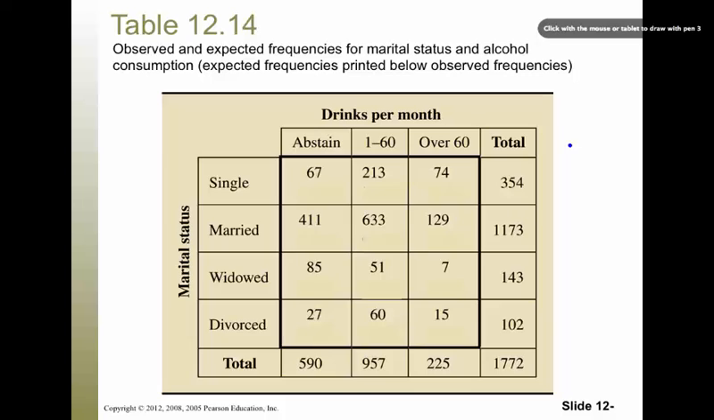So how would you calculate the percentage or the portion of people that abstain from drinking? Let's see. Michael, what do you think? You would take the total number that abstained and divide it by the total number of people that you surveyed. Which is, so what would it be? So just for singles or for everybody? The total number of people who abstain from drinking. 590 divided by 1772. That's right. So 590 over 1772.